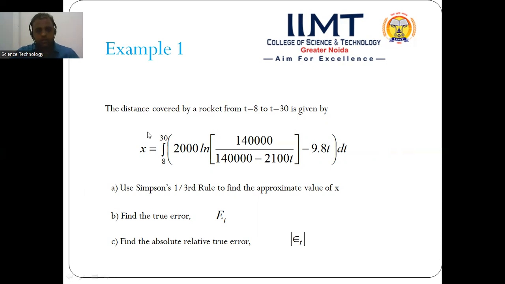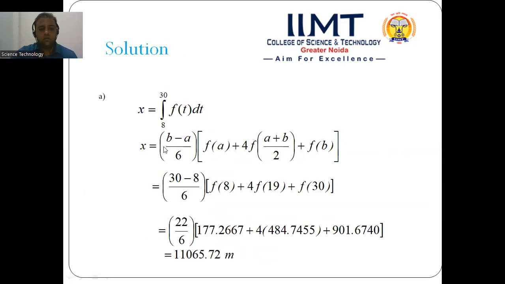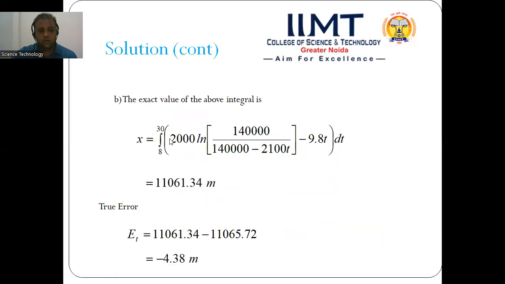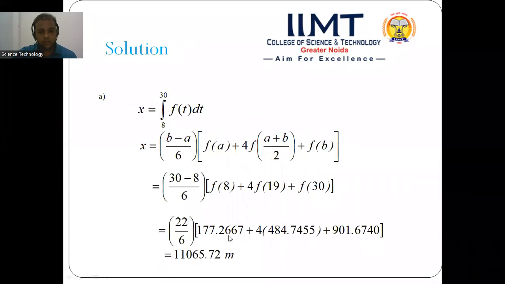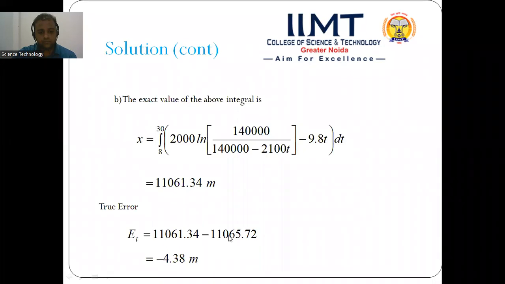So the distance covered by a rocket from t is equal to 3 to t is equal to 13 is given by this formula. Integrating exactly, we will find x is equal to this, and the exact value of the integration is given by this integration. So the true error, we know, can be found by the exact value minus the approximated value. This is the exact value and this is the approximation using the Simpson rule. The difference is our true error.